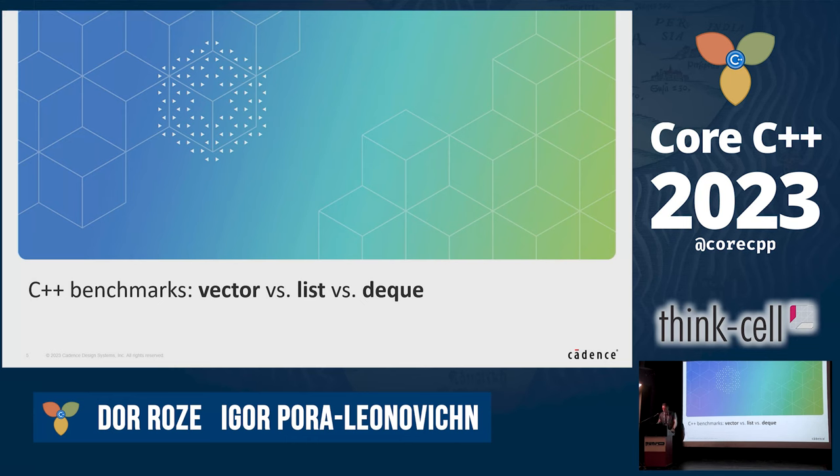I want to start with a benchmark we did. We basically compared the performance of three data structures in C++. The first one is the vector, the second is the list, and the third is the deque.